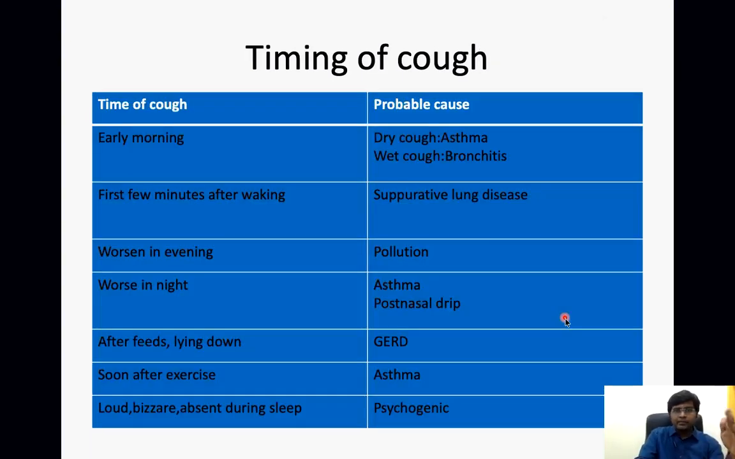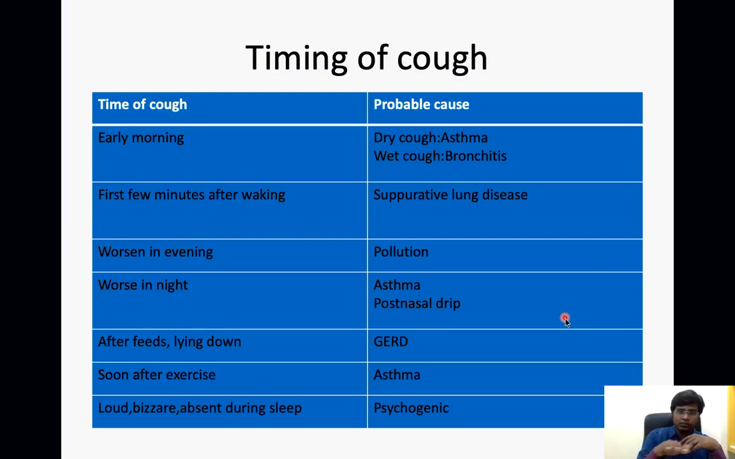So based on the timing of cough in each day, you can narrow down your diagnosis. For example, early morning cough is very, very common in asthma. Why? Because the lungs' total volume and vital capacity are reduced in the early morning, and also cortisol levels are at their lowest in the early morning period. So this cough of asthma is very common in the early morning period, in the first few minutes after waking up.